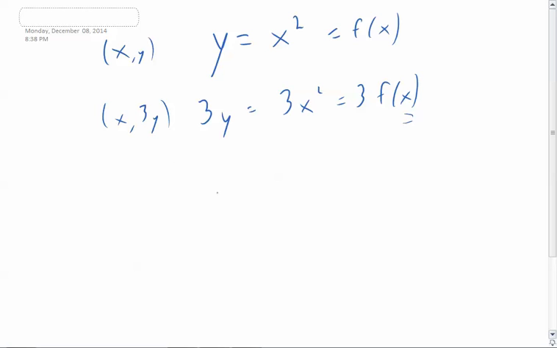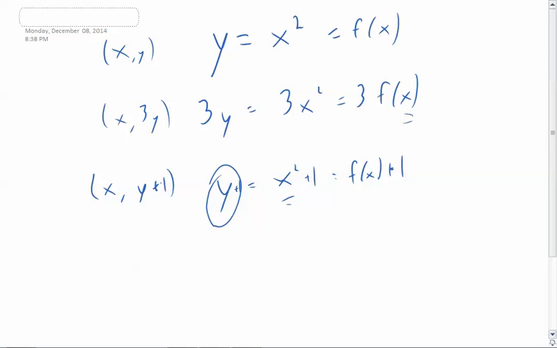I'll just show you something else here. If I carried this through here and said, well, what if we had y is equal to, well, what if we added 1 to everything here? Well, you're going to get y plus 1, x squared plus 1, and of course f of x plus 1. And so as I'm adding it to the outside, the important thing to see here is what happens here. You're going to get a y plus 1.